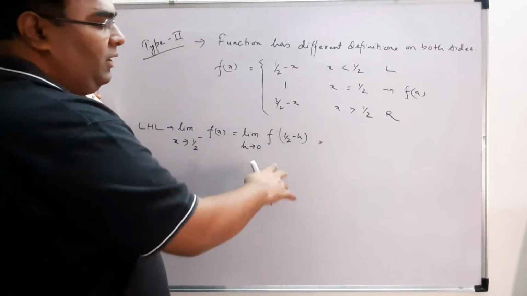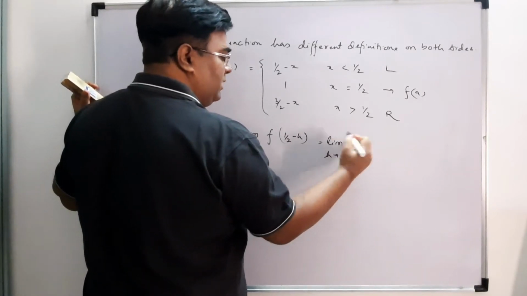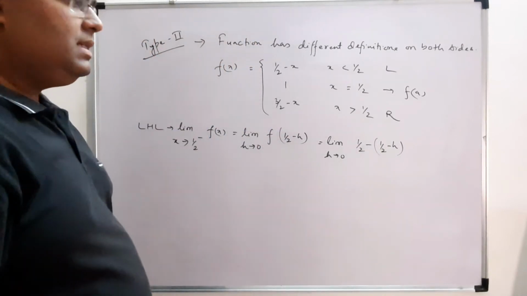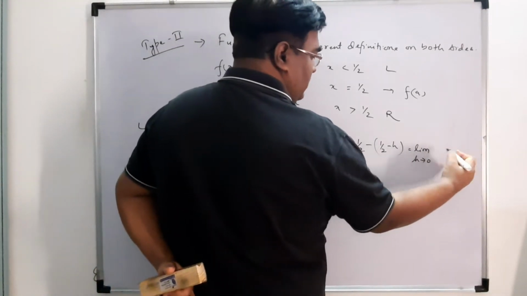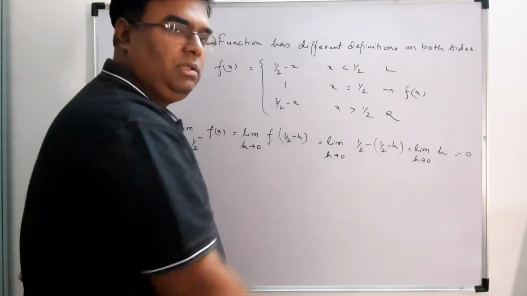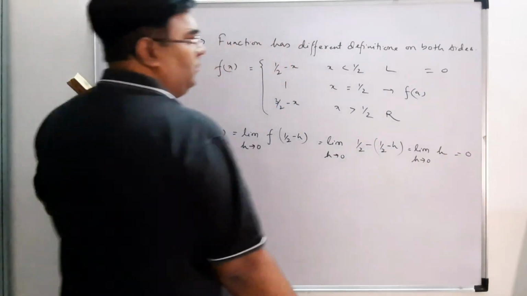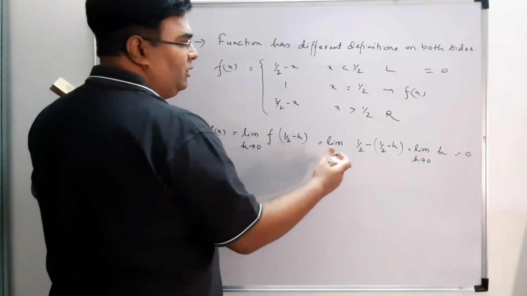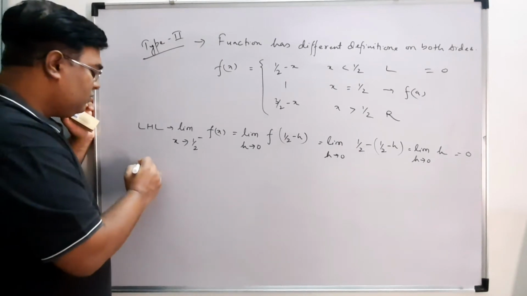So for less than the value of 1 by 2 we will take this function. So limit h tends to 0, 1 by 2 minus 1 by 2 minus h. This will give you limit h tends to 0 h, and since we cannot do anything else there, we will put h is equal to 0. So my LHL is 0, correct? Now from here only we can say that this is not continuous because my f(a) is 1, right?